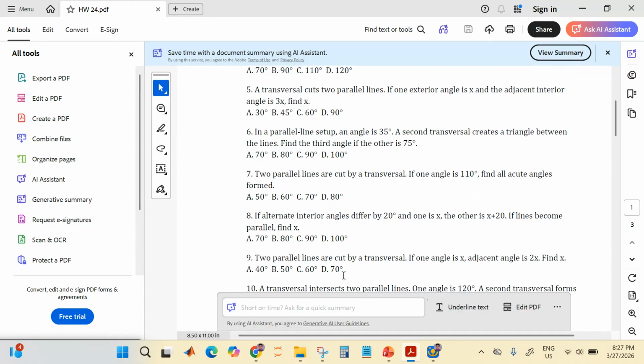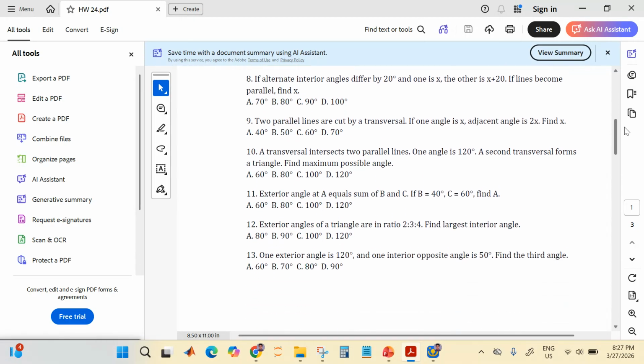Two parallel lines are cut by a transversal. If one angle is x and the adjacent angle is 2x, then directly you can find x and 2x. Adjacent means sum. If the sum is 180 degrees, that is a linear pair, then x equals 60 degrees.